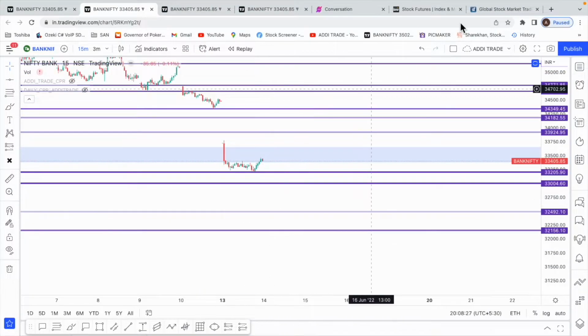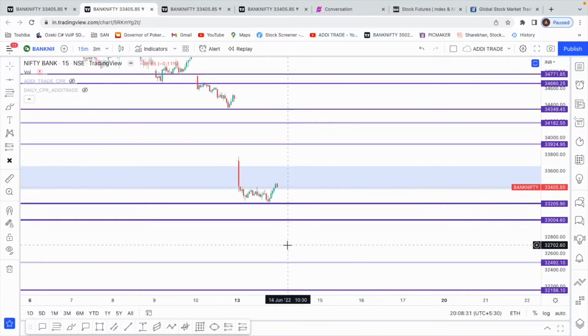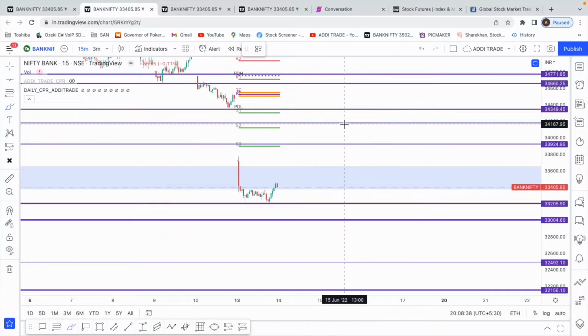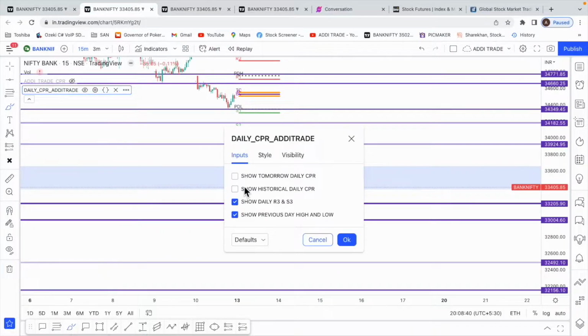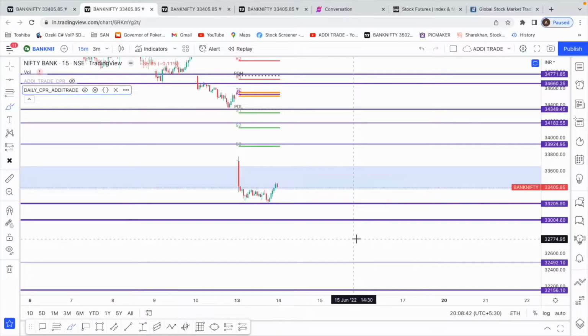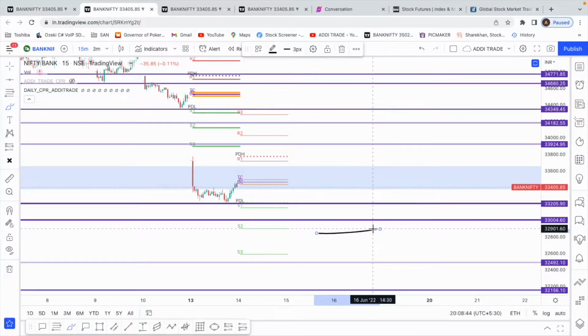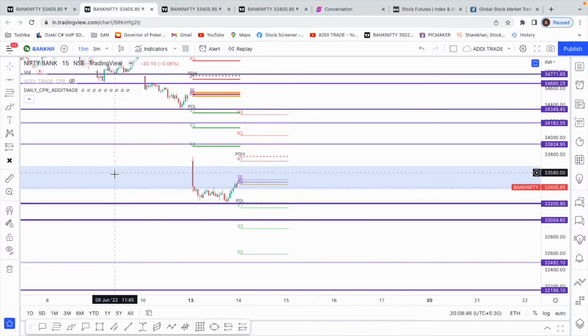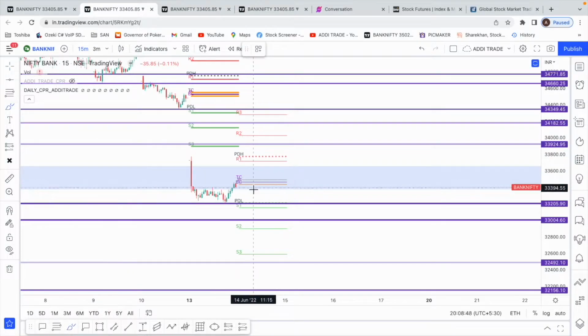It depends on how the US market closes and whether we get a huge gap down. The plan is, I'll put on tomorrow's CPR. See, if we get a small gap down within this previous day low or S1, then there is a good chance we might come again and take support here. Some retracement might come because we have fallen continuously.